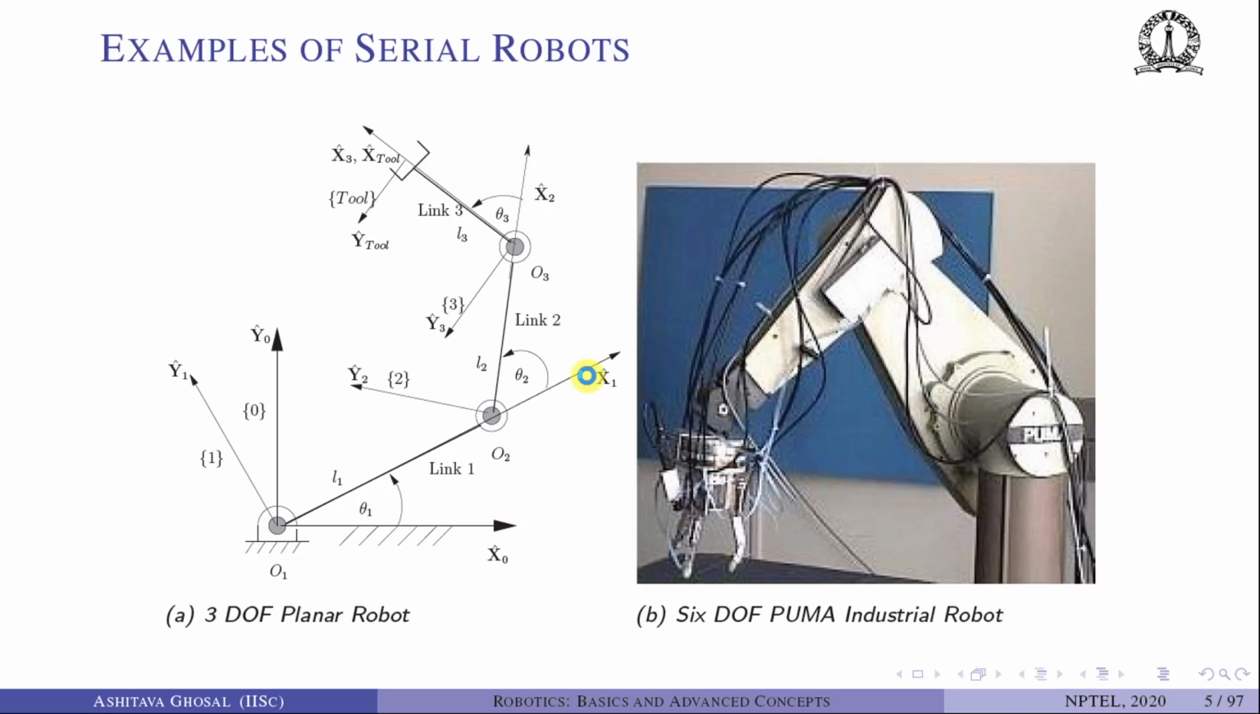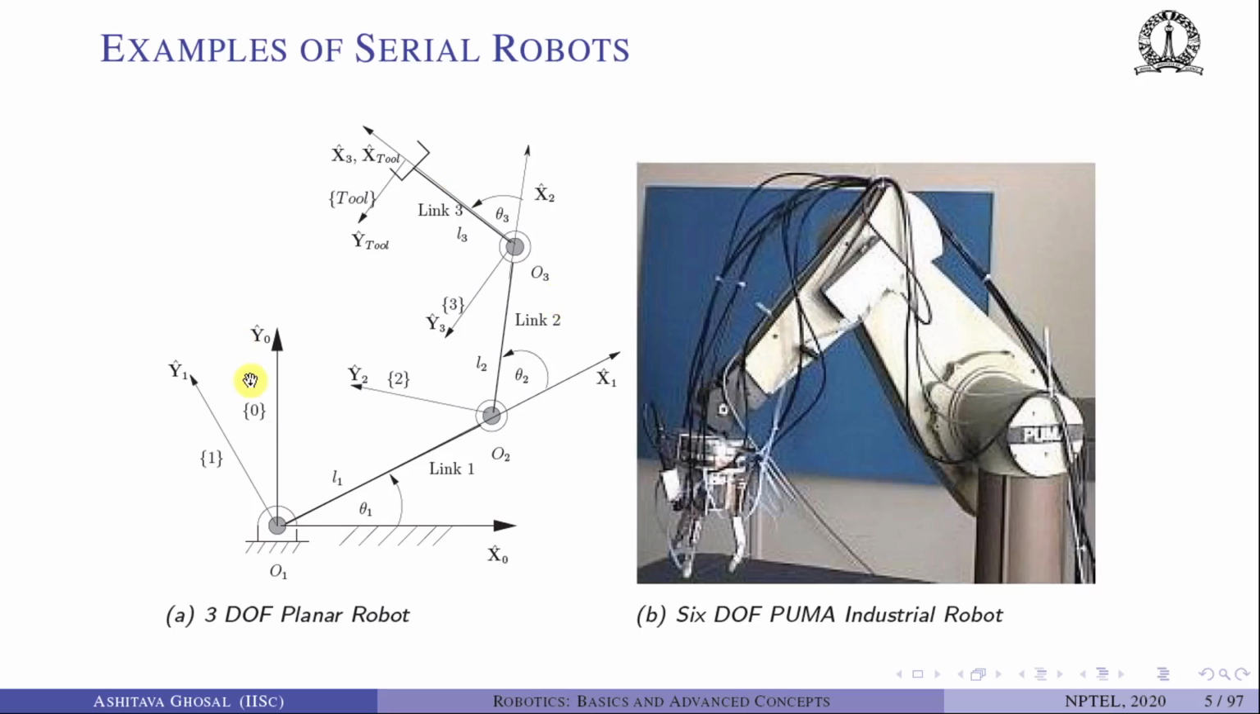So let's quickly look at a few examples of serial robots. We have seen some of these earlier. On the left, we have a planar 3 degree of freedom robot. This is the simplest possible robot. The robot consists of 3 links, as I showed you, with link lengths L1, L2, and L3. There is also a fixed link. And then there are 3 joints, which are marked at O1, O2, and O3.